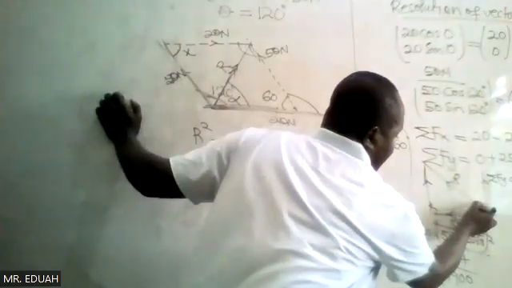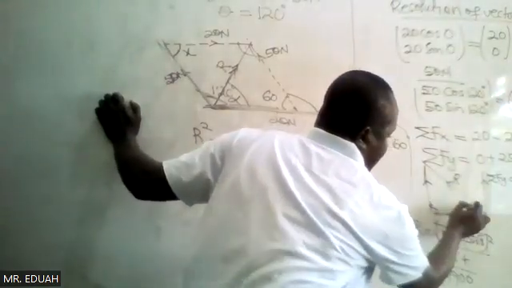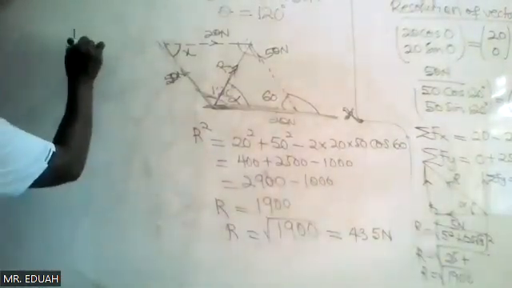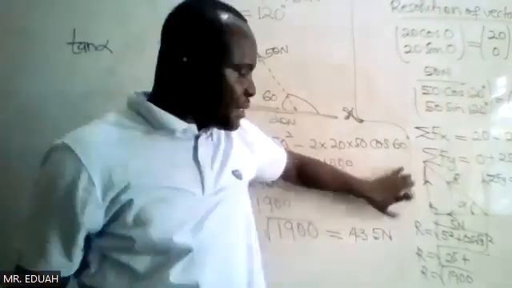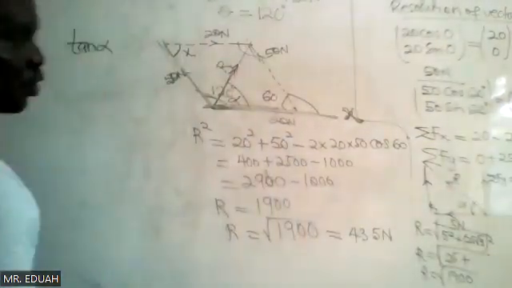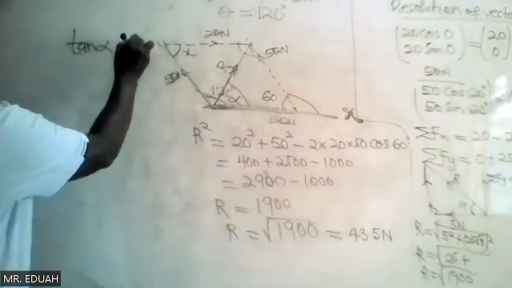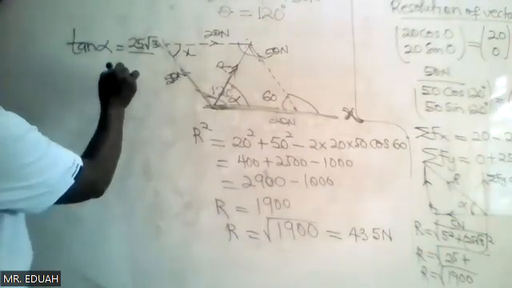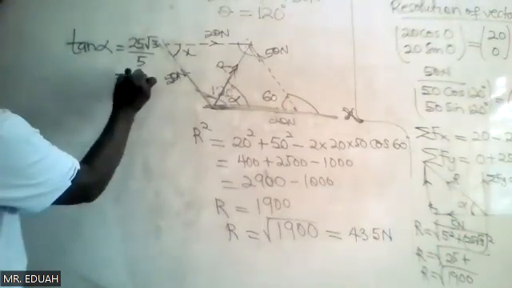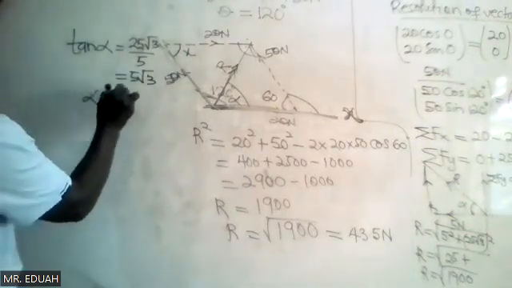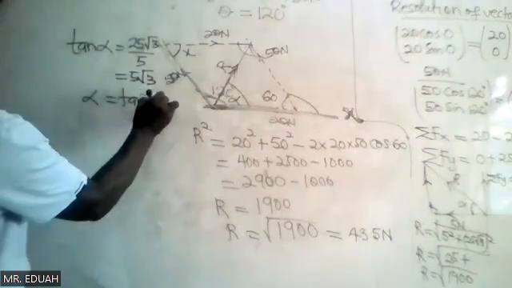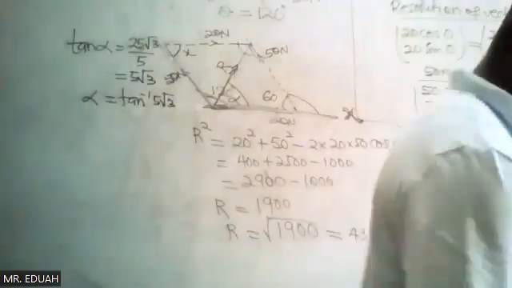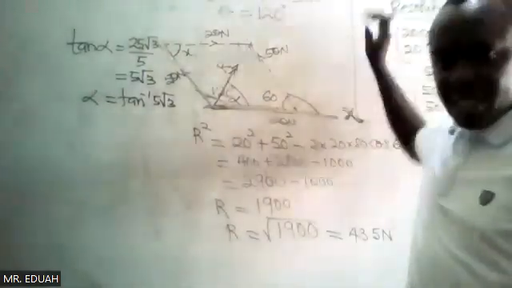Direction, we'll take the angle to the x-axis, alpha. If we take the tangent of the angle, tangent is opposite over adjacent. So 25 root of 3 divided by 5. So we have 5 root 3. Alpha is equal to the tan inverse of 5 root 3. Please compute that for me. The tan inverse of 5 root 3.